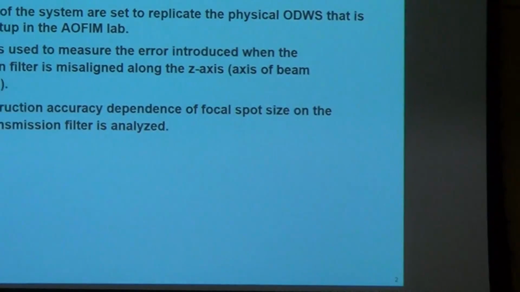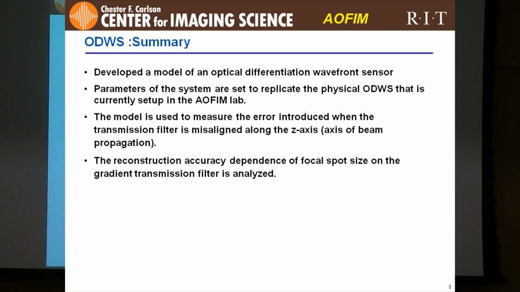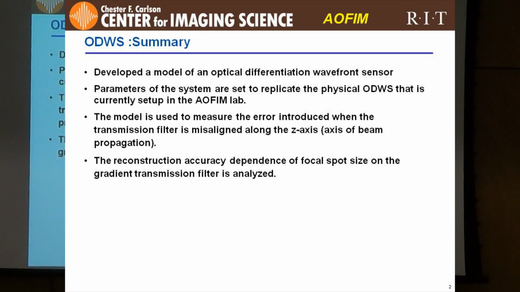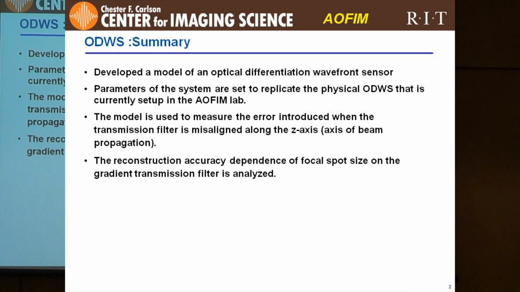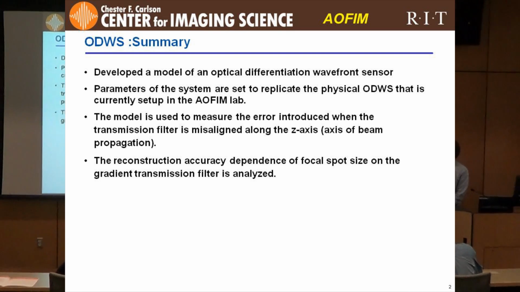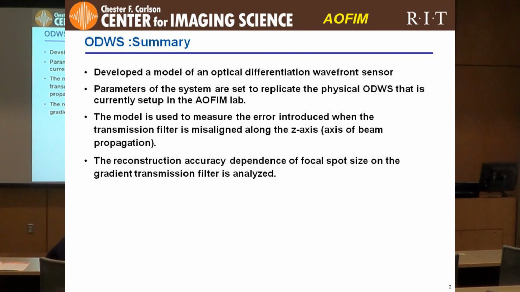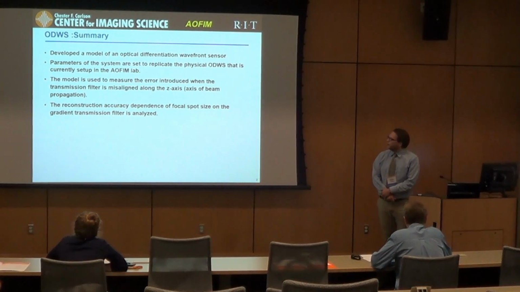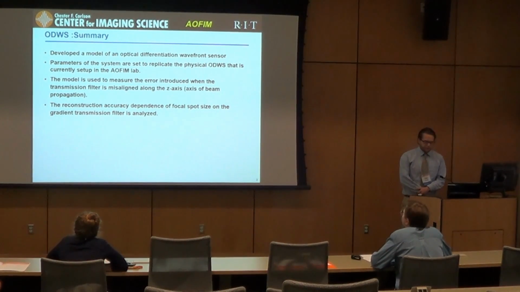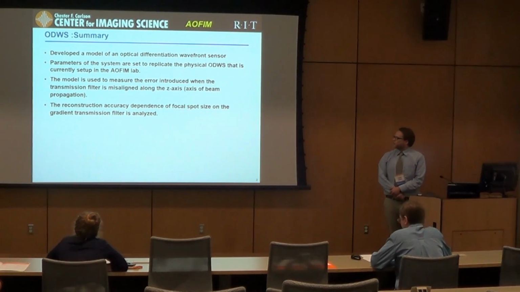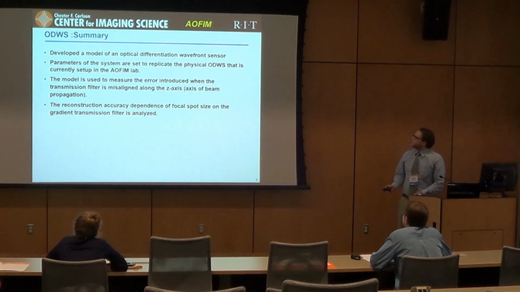So today I'm going to talk about how I developed a model of an optical differentiation wavefront sensor. There's a physical setup of an optical differentiation wavefront sensor set up in our lab. So I set the parameters of the system to replicate what we have on our optical bench. We're going to use this model to measure error introduced when our transmission filter is misaligned along the z-axis. I'll talk about the transmission filter later on. And there's also accuracy dependence on focal spot size and how it fills our transmission filter.